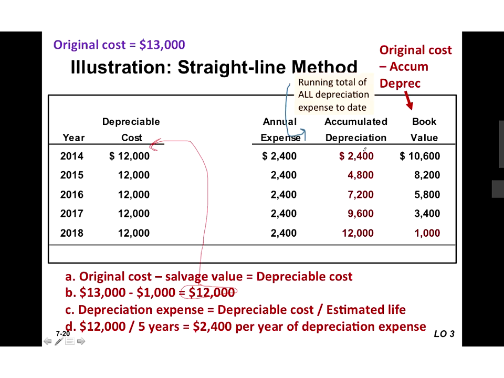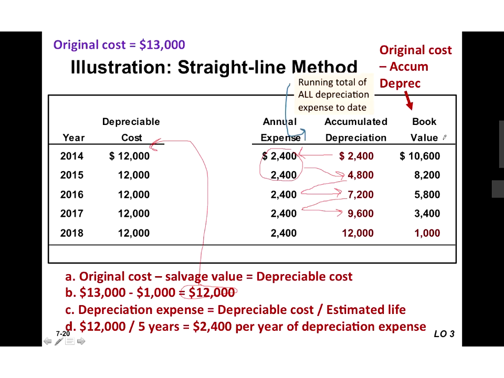What does change is the accumulated depreciation. The accumulated depreciation for year 1 is our annual expense. For year 2, it's going to be last year plus this year. And then for year 3, it's going to be the $4,800 plus the $2,400 will give us $7,200. For the next year, it's $7,200 plus $2,400 gives us $9,600. So accumulated depreciation grows every year. The final column, the book value. The book value will always be our original cost. Our original cost was $13,000 less the accumulated depreciation each year.